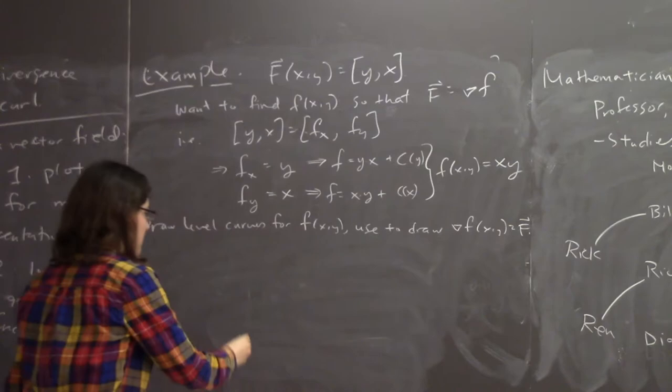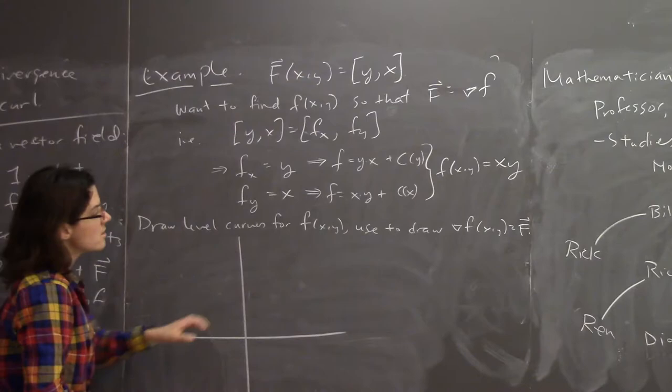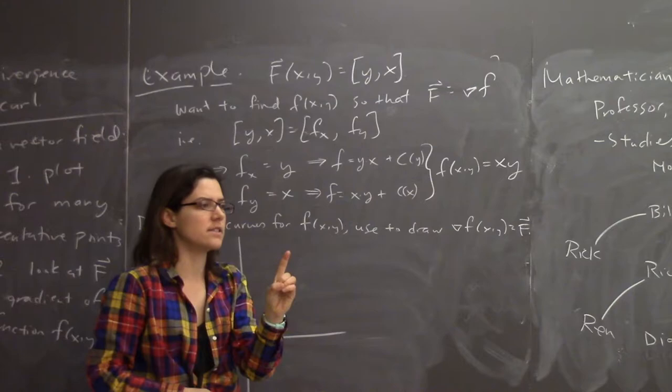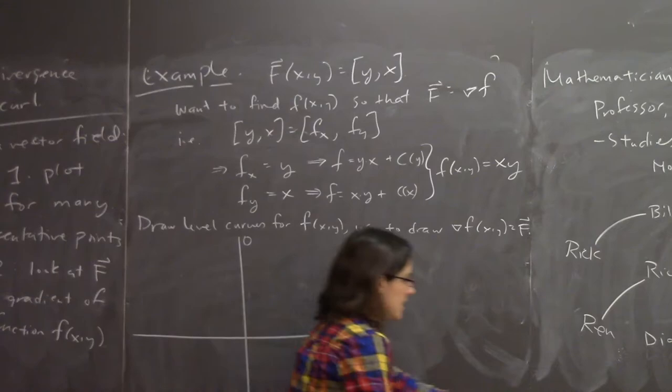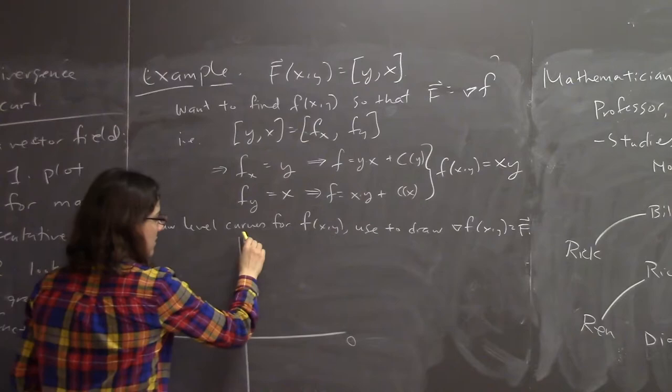So let's do this. This is a vector field, level curves that we've drawn before. So f of x, y equals x times y, I want to draw level curves for that. Okay, how about level 0? If x times y equals 0, x is 0 or y is 0. So I've actually already drawn that, that's here. These are the level curves at level 0. Then at level 1, x times y equals 1 is a hyperbola, so it looks something like this.